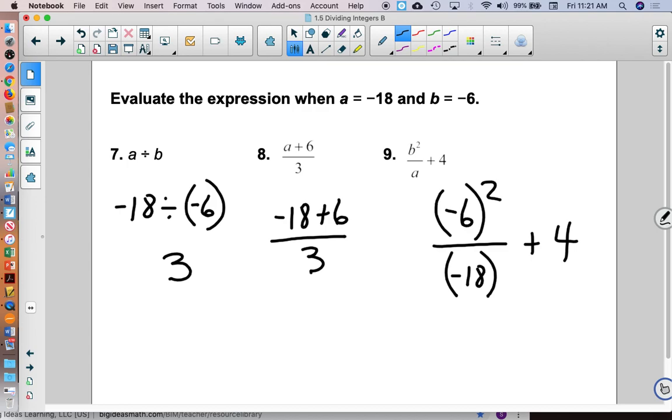You got that written down, do you, Monique? Use an invisible pen. Let's go. Negative 18 plus 6 equals negative 12. Am I correct? Negative 12 divided by 3 is going to give you negative 4. If you got negative 4 for number 8, you are correct.